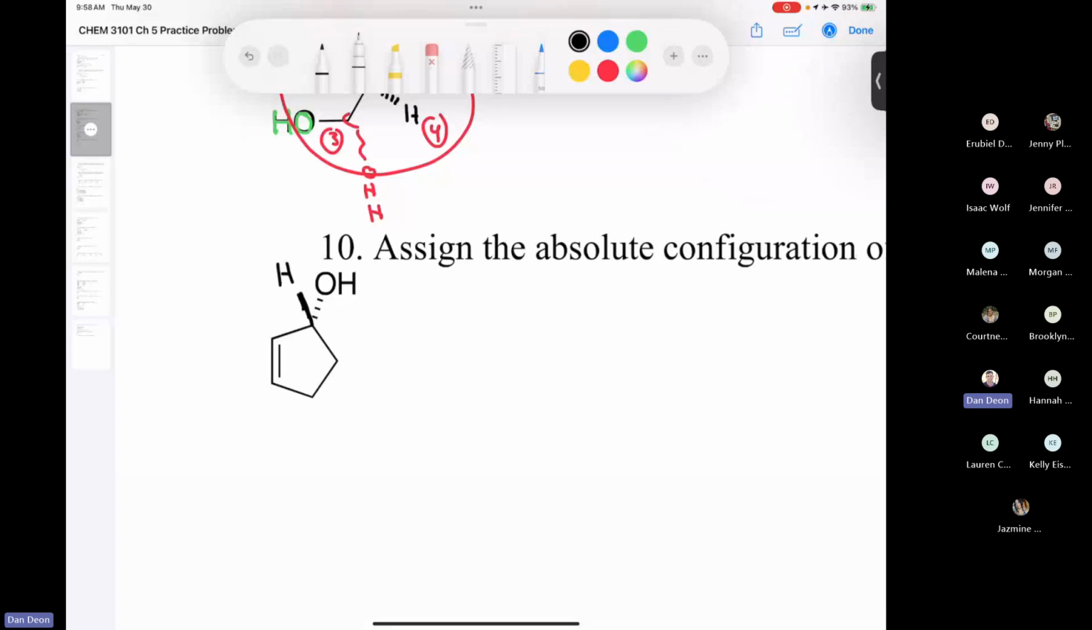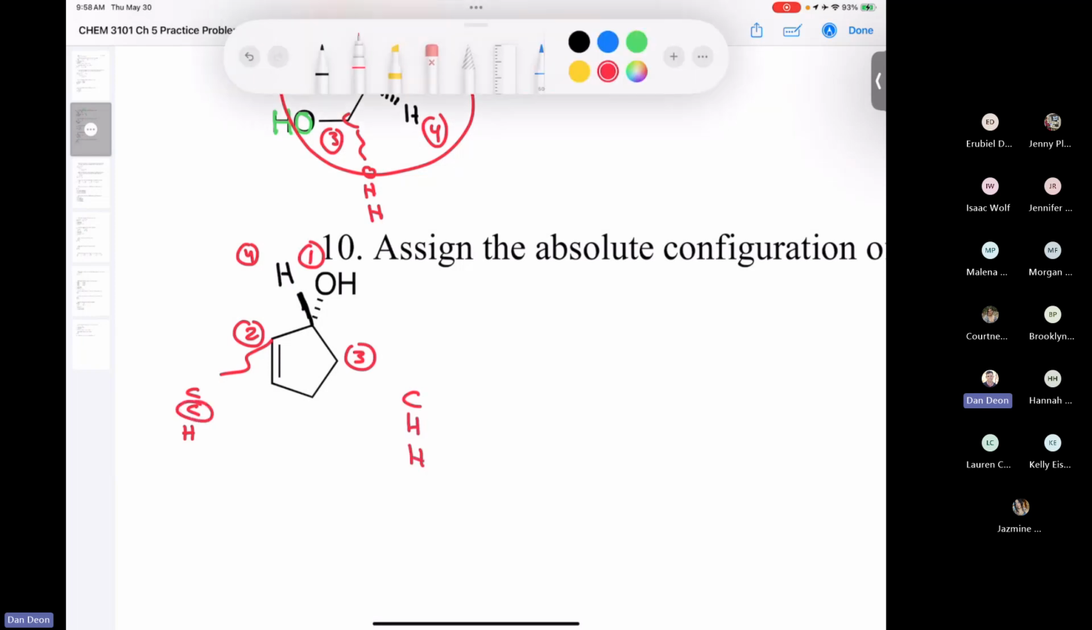Sorry about that. The hydrogen is in the back, or sorry, coming out in front. So it's going to be 4. This is 1. This carbon is going to be 2 because it's attached to carbon, carbon, and hydrogen, whereas this one, number 3, is attached to carbon, hydrogen, hydrogen.